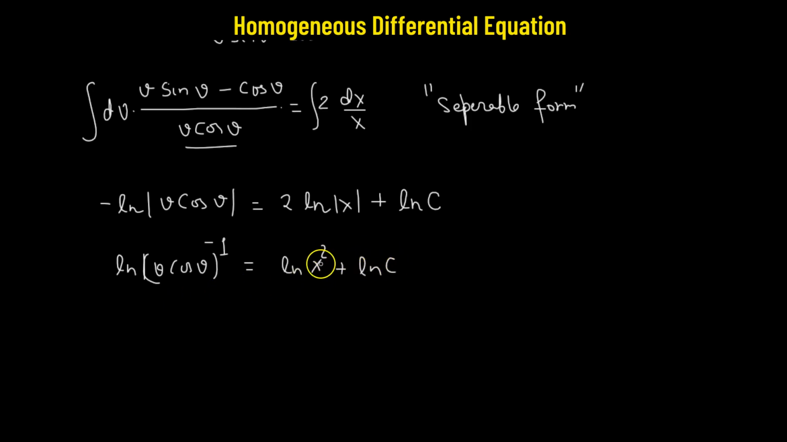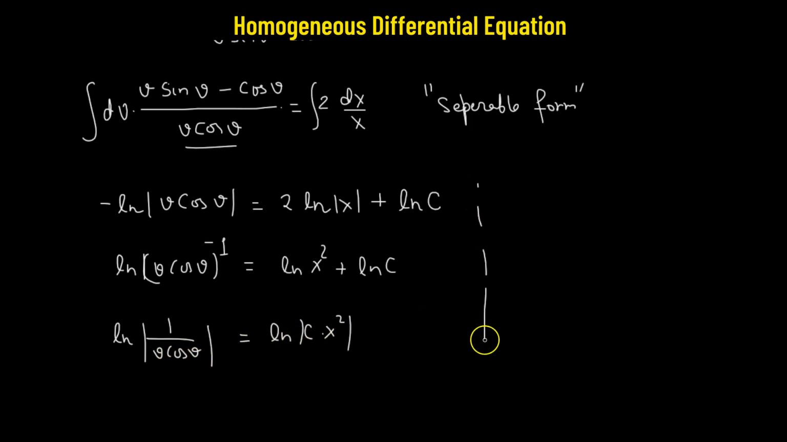What we have done here is apply the properties of logarithms. So this is log of v times cosine of v equals log of c times x squared. Now you can get rid of the logarithm from both sides. So that will give us 1 over v times cosine v equals c x squared.